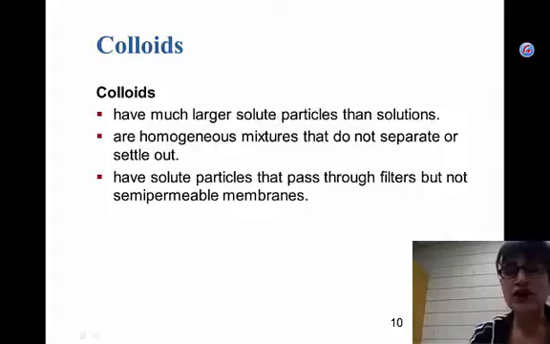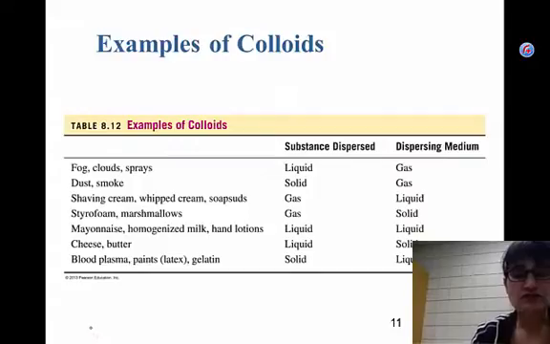In the case of a colloid, those particles are much larger. They still look all the same throughout, but they're not going to settle out. But the particles are just thicker. And these particles can go through a filter, but they are not allowed to go through a semi-permeable membrane. And colloids are things that are thick. These would be like fog or smog or smoke. Those would be colloids. And here you can see that they've given you several different kinds of colloids as far as what is dissolved in what.